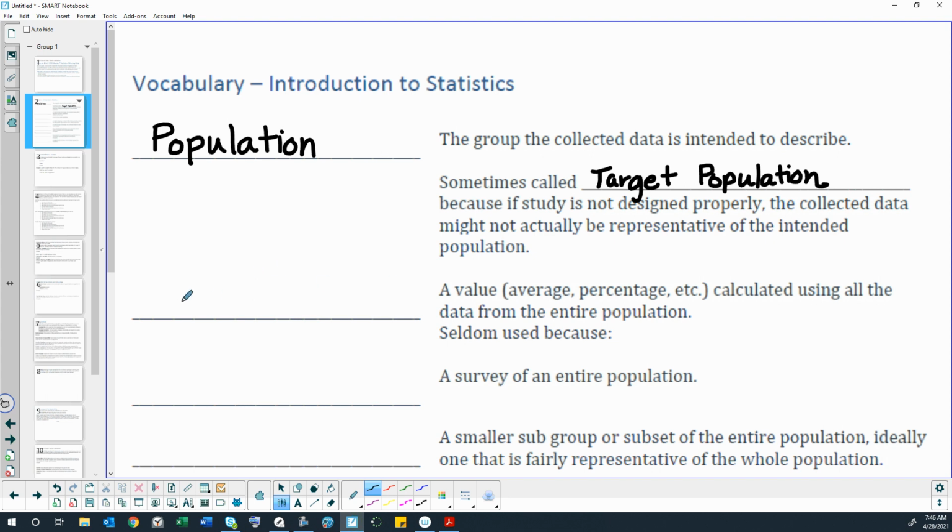Okay. Now, the word parameter, you're not really going to use that very often, because a parameter refers to a value, average, percentage, etc., calculated using data from the entire population. Now, it's very unlikely that you're going to actually collect data from your entire population, depending on what the population is. So this is seldom used because it's time-consuming and expensive.